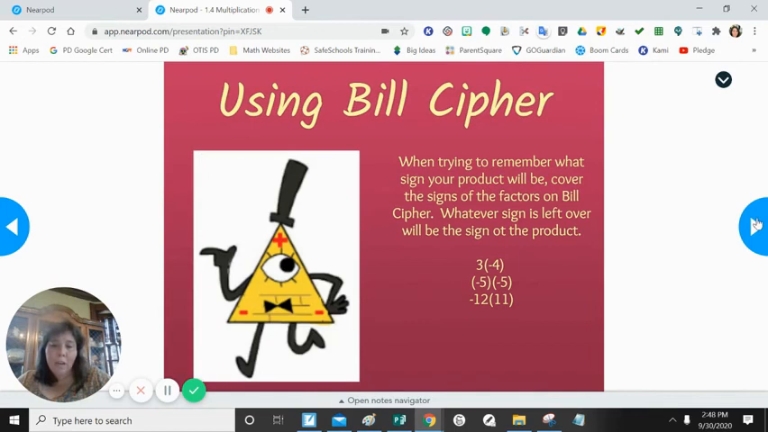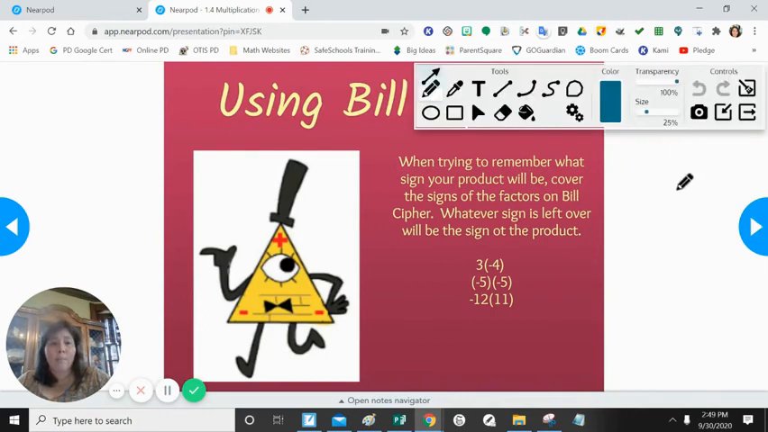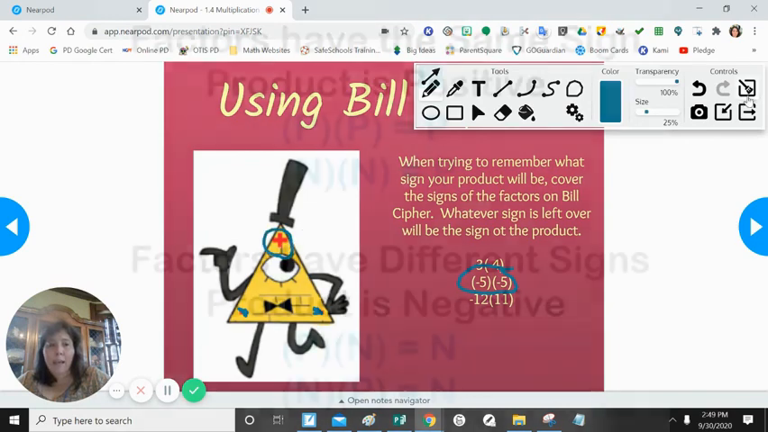There is a Bill Cipher sign on our Google Classroom for you to download to use. I like to use Bill Cipher by covering up the signs that are in my question. So if I'm looking at this first question, a positive 3 times a negative 4, the way I use Bill is I cover up a negative sign and a positive sign because I have a negative factor and I have a positive factor. Whichever sign is left uncovered, that's the sign for my answer. For the second expression, negative 5 times negative 5, both factors are negative, so I cover both negative signs, and my answer will be positive. That's how I use Bill Cipher.